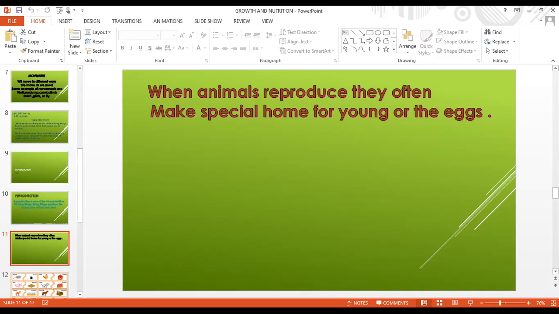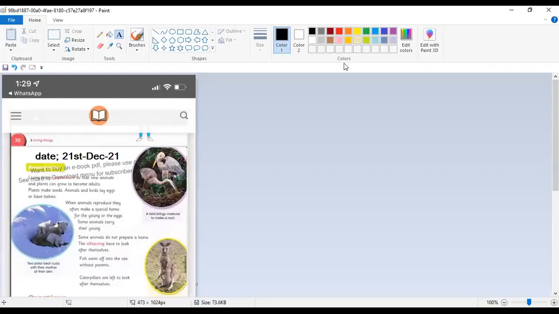Now let's read a page from your book. This is page number 31. Please open your books to page number 31. We'll start from there. I will ask someone to read that.